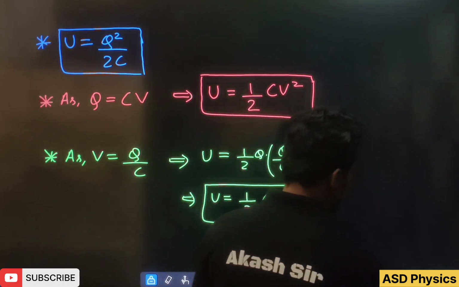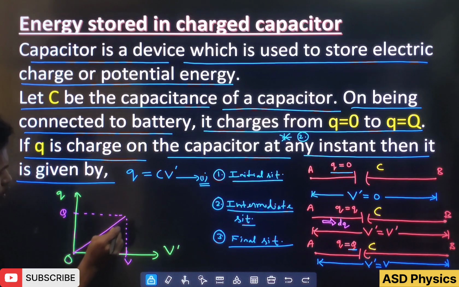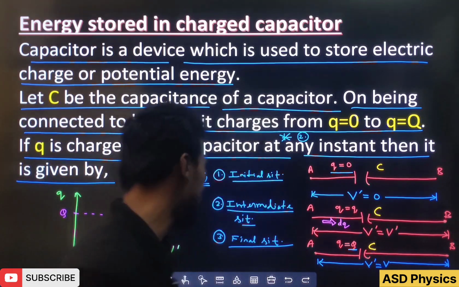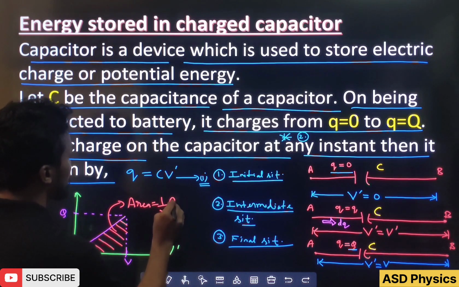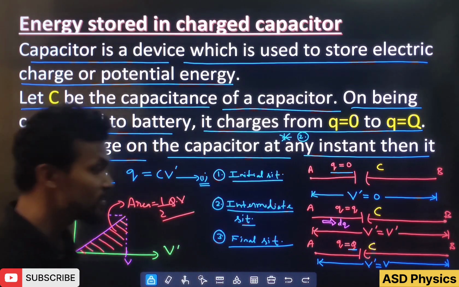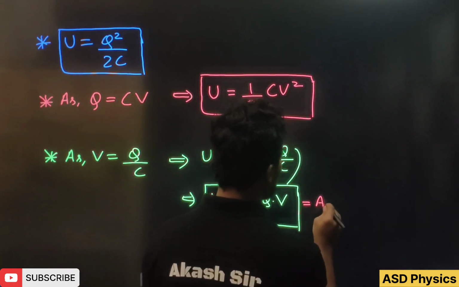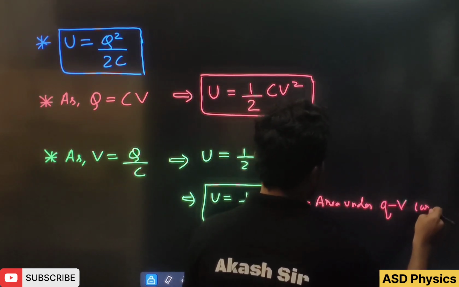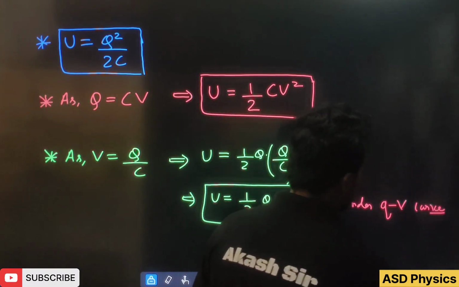Okay, and students, if I go a little bit backward, here I have taught you the graph. Q versus potential graph, Q versus V. So if you see this area, what is this area? A triangle is there, and what is the area of the triangle? Half base into height. So here this area will be half Q into V. Now you have understood very well. Students, you can see this energy half QV is also given by the area under the QV curve, or QV graph. Okay, great.